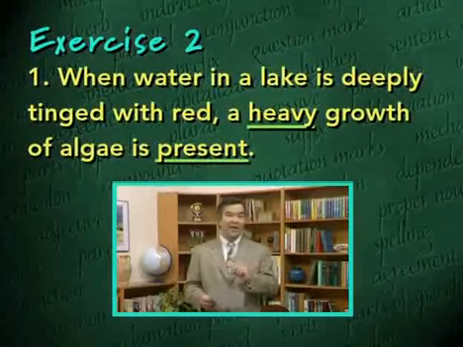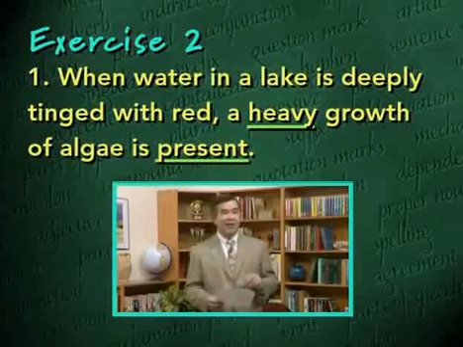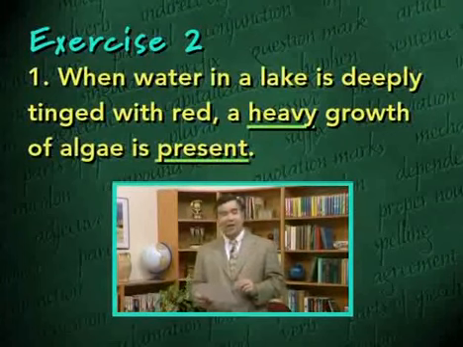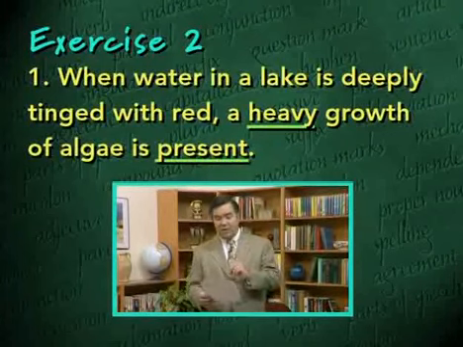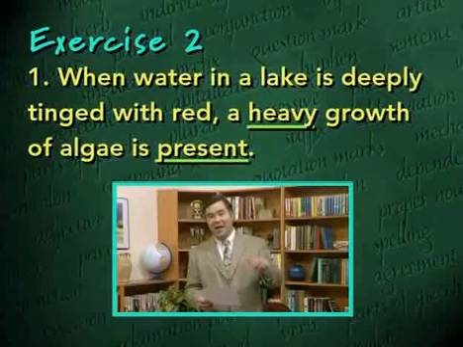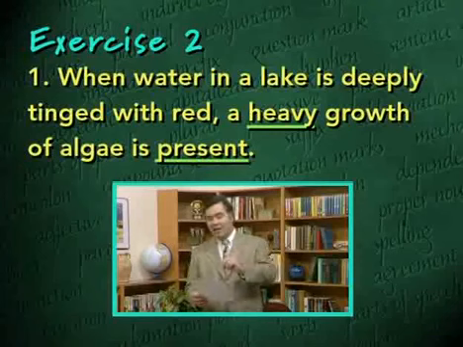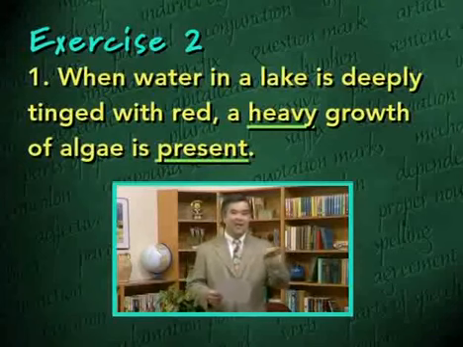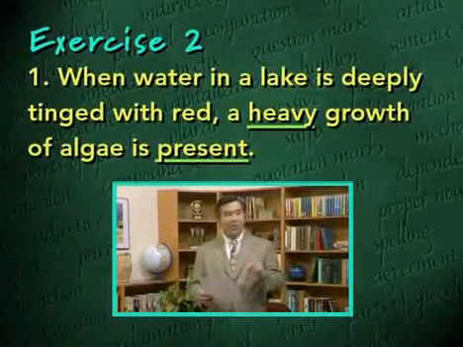The verb of being links the adjective to the noun that comes before the verb of being. So the adjective present refers back to the growth. The growth is what is present. So the noun growth and the adjective present are being linked together by the linking verb, or the verb of being, is.